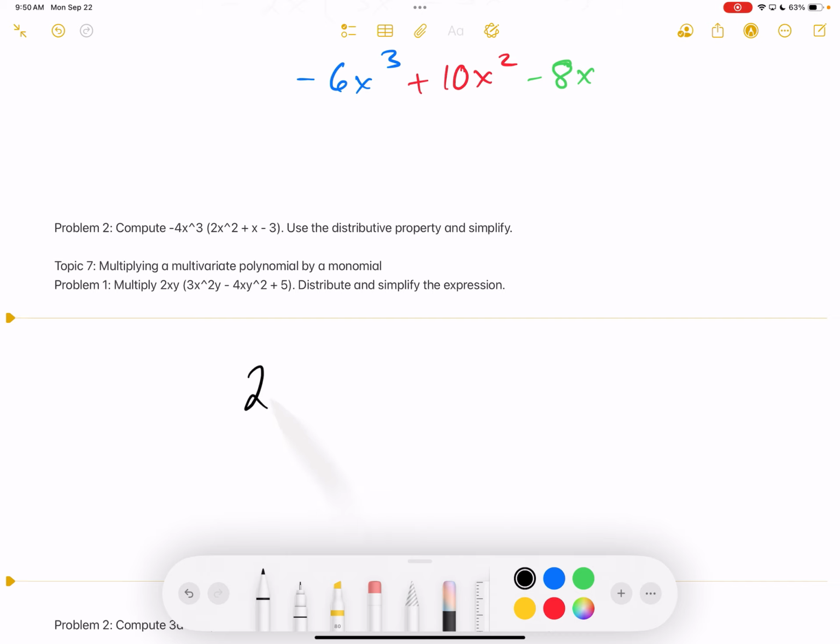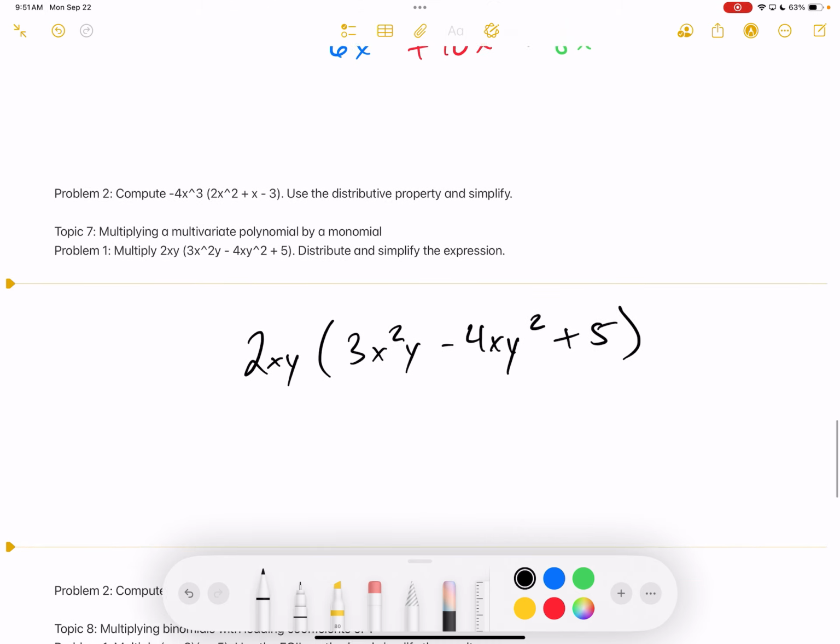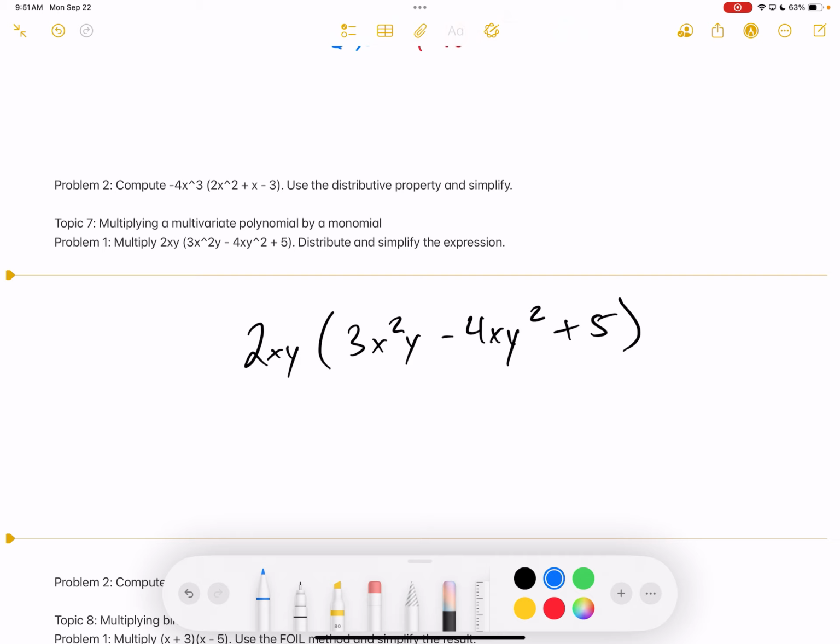All right, this one, 2xy. So this one is adding some y's in here, but nothing's really going to change. You just have to add. And if there's one, we're multiplying by 1x on the outside. So we're going to add 1x to each of these.